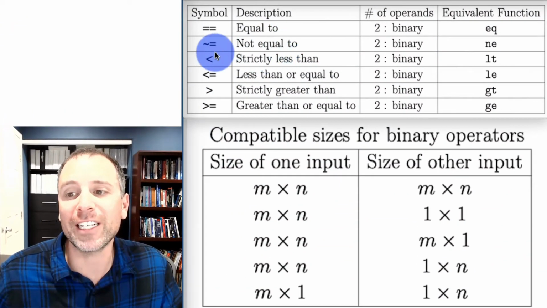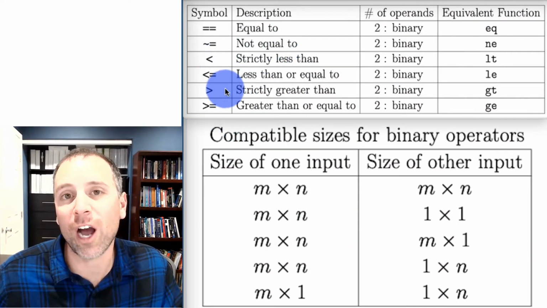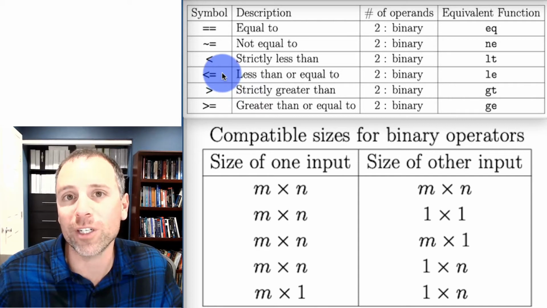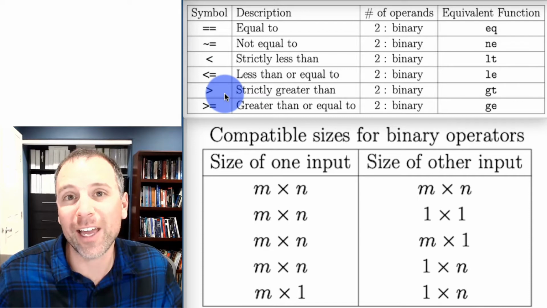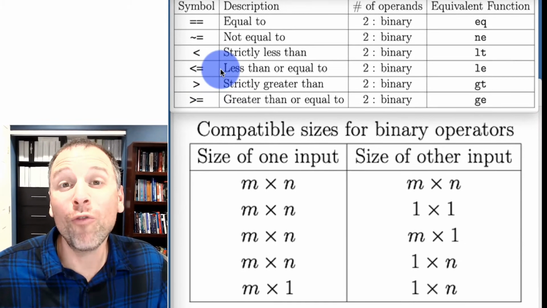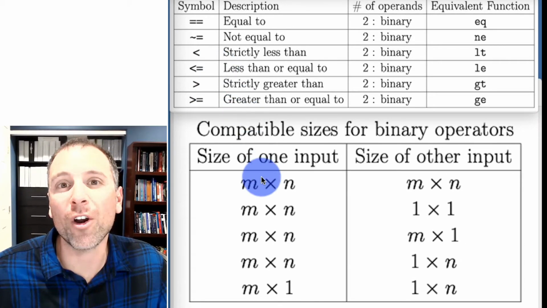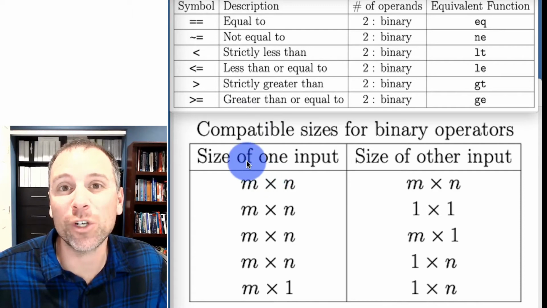Welcome back. We are continuing our discussion of how to use logical data to run relational operations in MATLAB. Specifically, we're going to look at examples of how to use the inequality operators. There are 4 of them we're going to focus on: strictly less than, less than or equal to, strictly greater than, and greater than or equal to. All 4 of those inequality operators work on arrays of compatible sizes, which we'll see in this video.